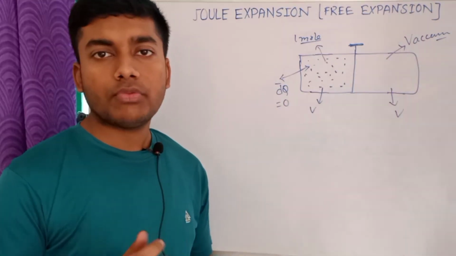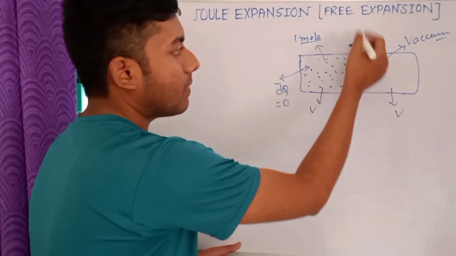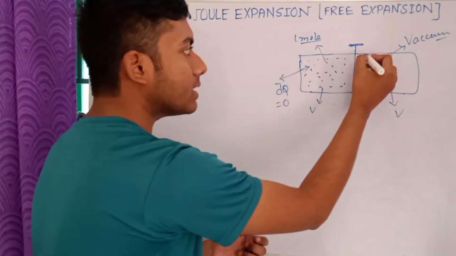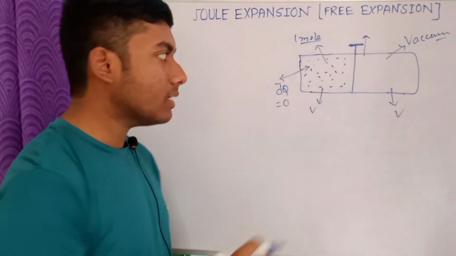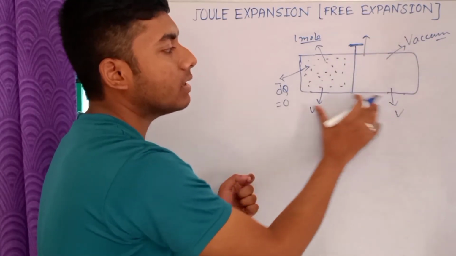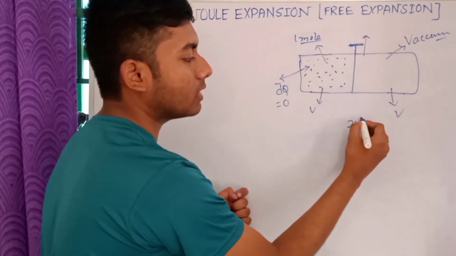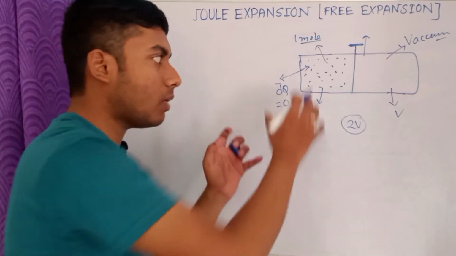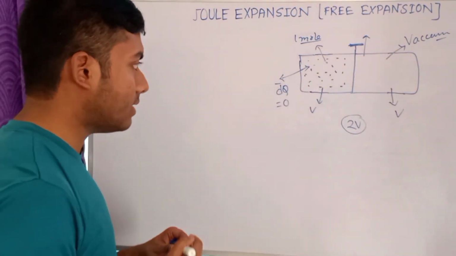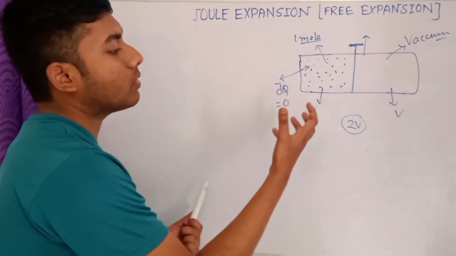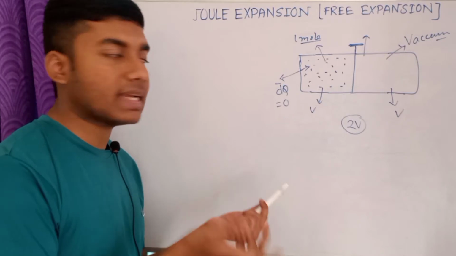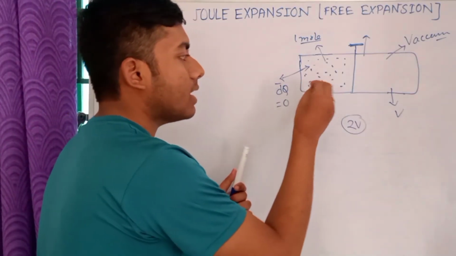Now if we suddenly open this barrier, then what happens? Suddenly these gas molecules will start to fill all over the volume 2V, that is, fill both the two compartments, and we have to find the change in entropy in this process.